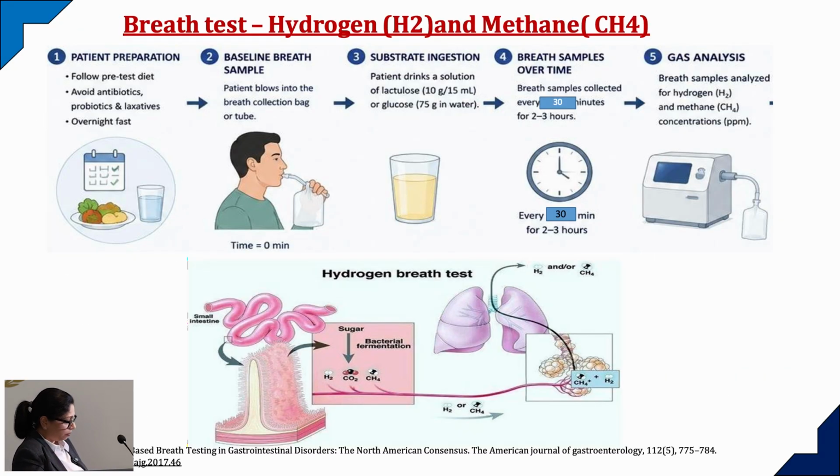Hydrogen breath test. So here, patient preparation, the patient has to follow the pre-test diet, then a baseline breath sample is taken. So the patient blows into the breath collection bag. Here the baseline measurement is taken to see the initial reading of the gas which is present in the patient's breath. Then a substrate solution is given. Either we can give 75 grams of glucose or 10 grams of lactulose. Substrate is given. Then breath samples are taken over time, that is at 30 minutes, 60 minutes and 90 minutes. Then the breath sample is analyzed for hydrogen and methane concentration.